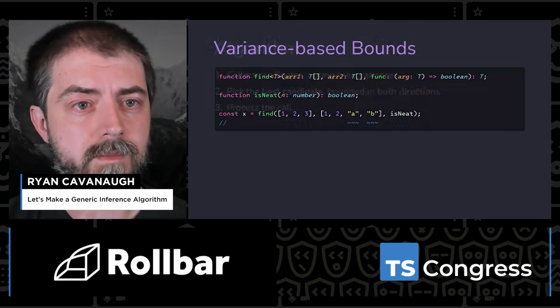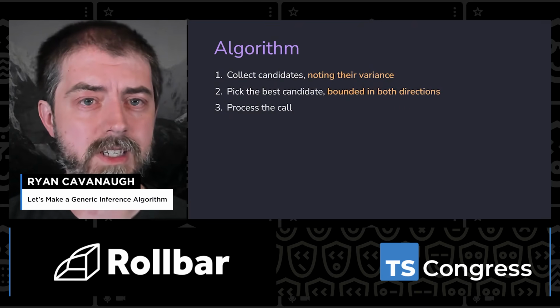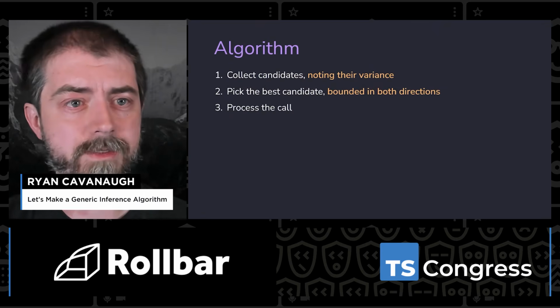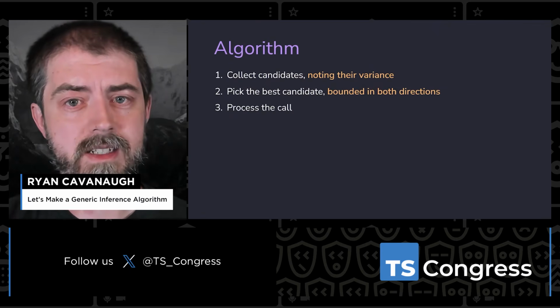So that's great. So our updated algorithm becomes: collect the candidates, noting the variance, and then pick the best candidate, bounding in both directions.